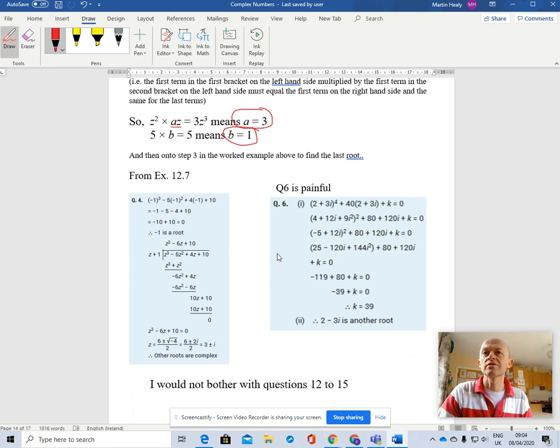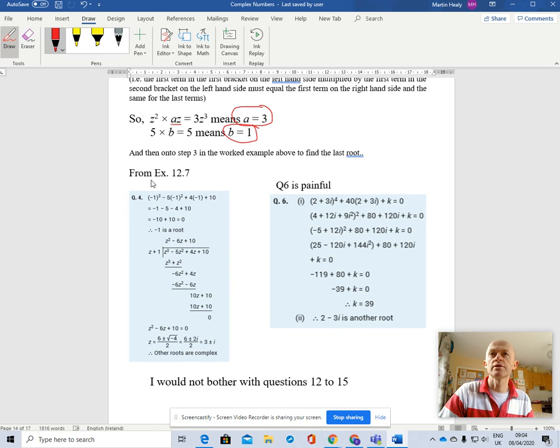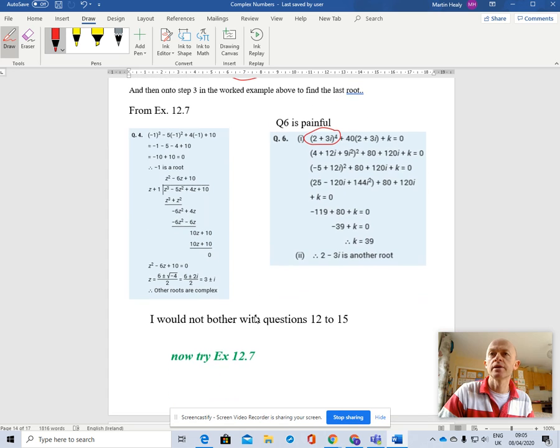And now to the exercise itself, I just threw in some questions here. Question 4, the solutions to it, and question 6 is painful. They ask you to work out 2 plus 3i to the power of 4. But I think you should be able to work out from that how you go about doing the question. And I wouldn't bother with questions 12 to 15, but again, if you want more information about them, just ask me. So hopefully that's enough information for you to get you through exercise 12.7.